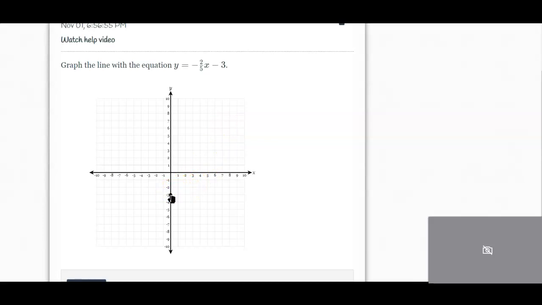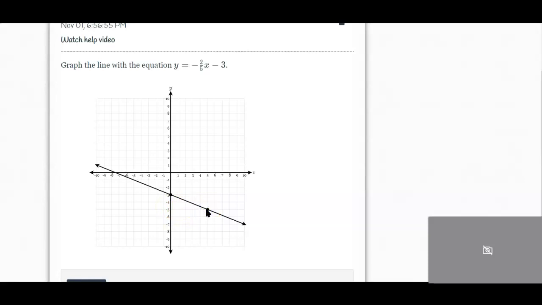And from there, I can count my slope as rise and run. So my slope is -2/5. So that means I'm going to have a rise of -2. I'm going to go down 2. And a run of 5. 1, 2, 3, 4, 5.